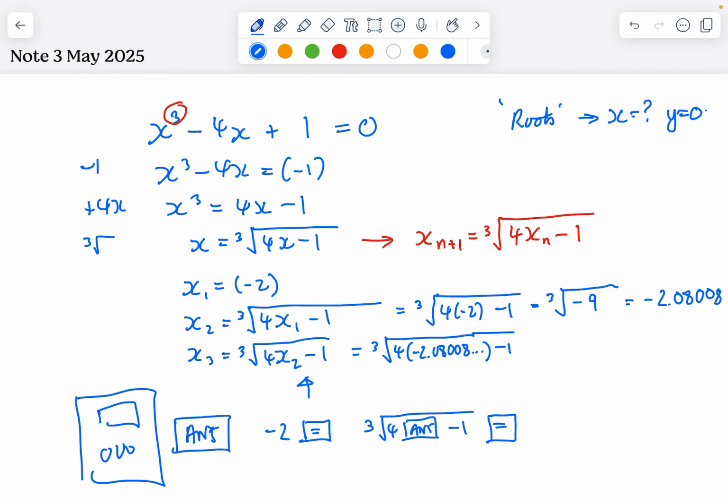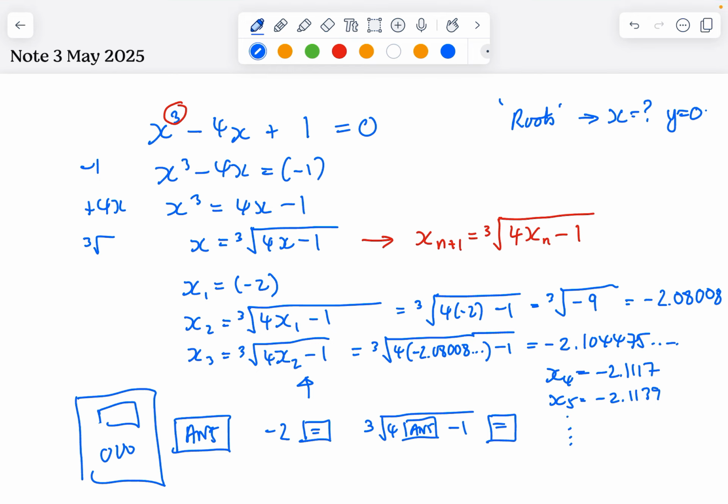And when we do that, we get our minus 2.08008. Okay, now if we hit equals again, we'll get minus 2.104475. And then if we want the next term, which is x4, we hit equals again, and it gives us minus 2.1117. If we want x5, that's minus 2.1139, and so on and so on and so on.